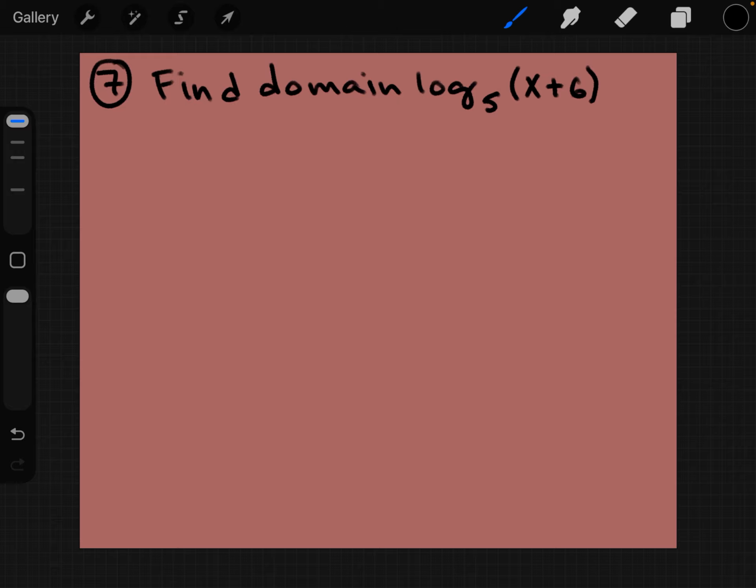Okay, with the domain questions, all you pay attention to is what's in the parentheses, and you just set it to greater than 0 because it always has to be greater than 0. And then solve for x. So x has to be greater than negative 6.